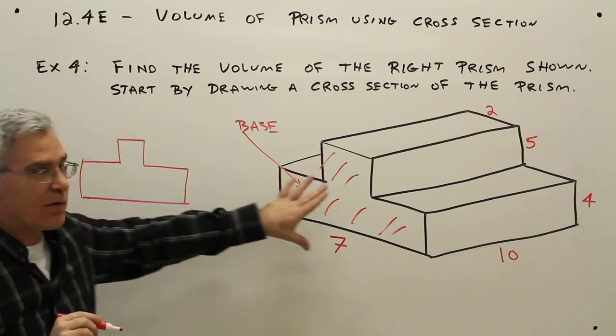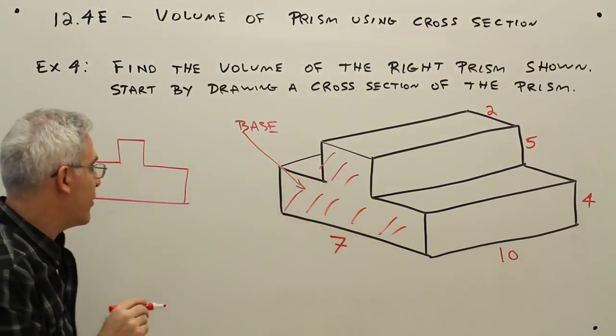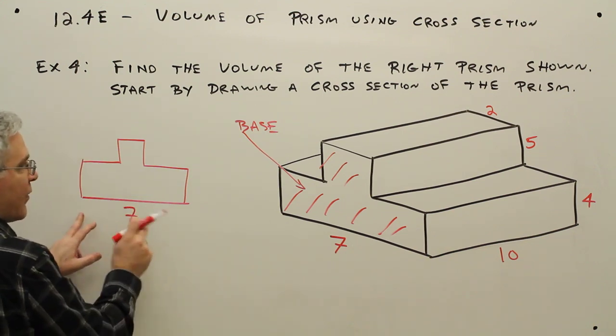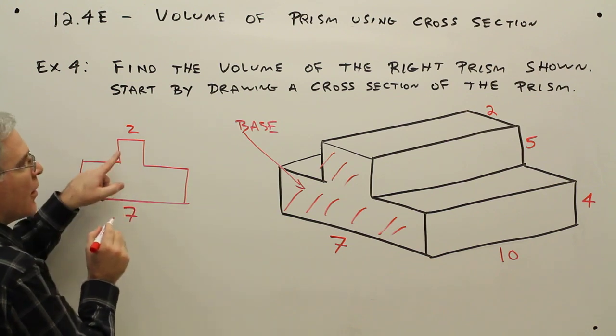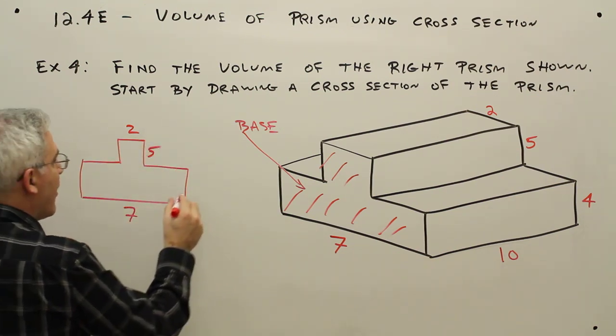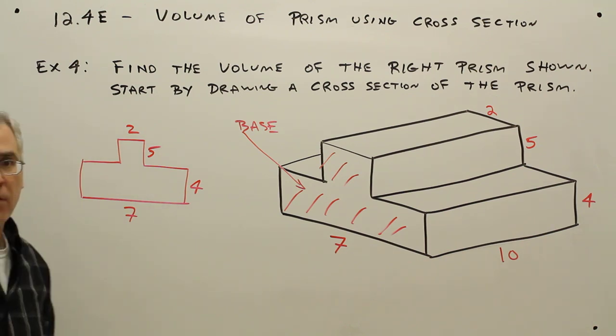So this is a representation of that cross-section. Again, I'll just put on the dimensions. We had a 7 going across here, a 2 going across here, a 5 there, and a 4 there.